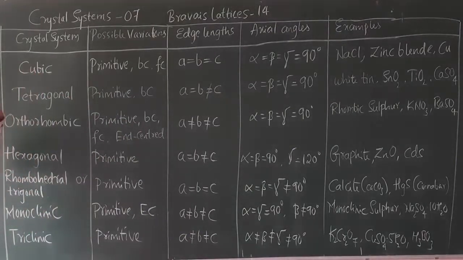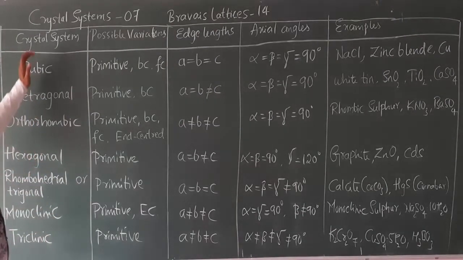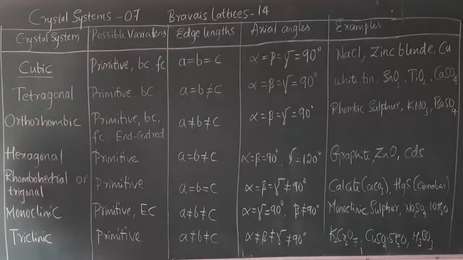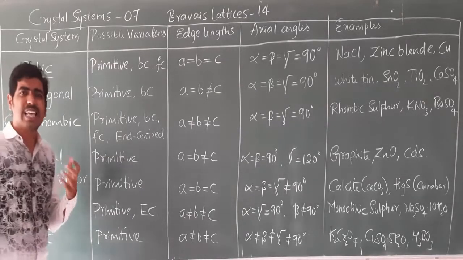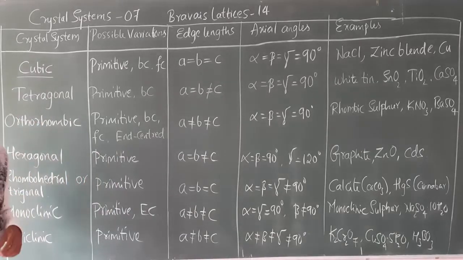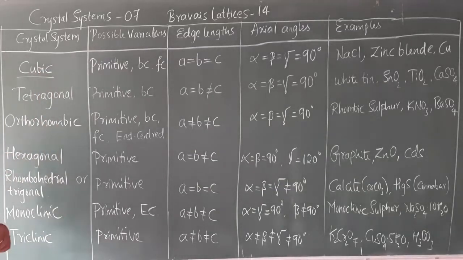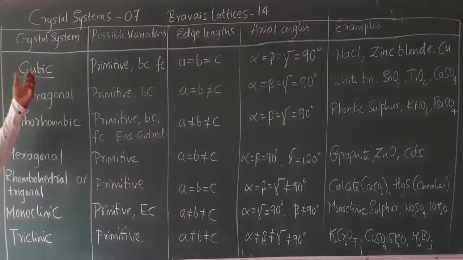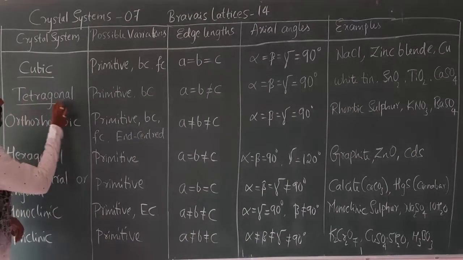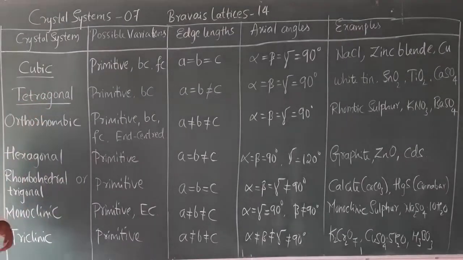So here I have mentioned the 7 crystal systems. Which are those 7 crystal systems? The first one is the cubic crystal system. It means the unit cell or the crystal has the cubic structure, so that crystal system is said to be the cubic crystal system. If the crystal has a tetragonal structure, then it will form the tetragonal crystal system. This is the second crystal system.